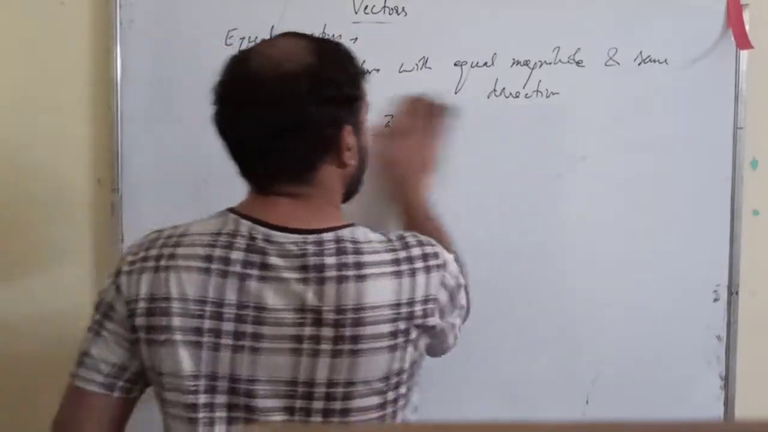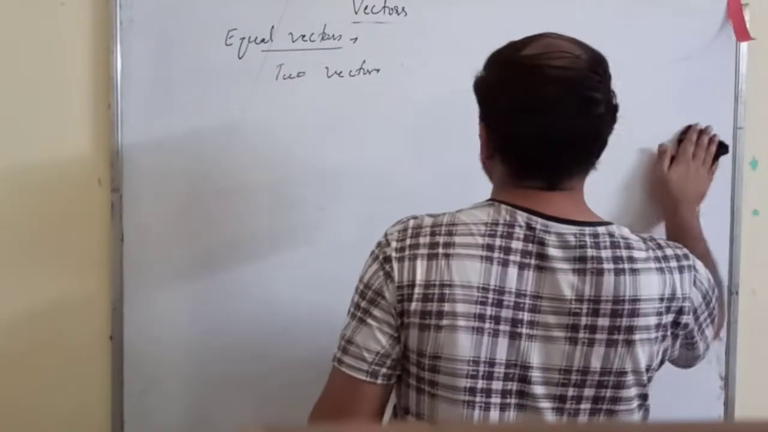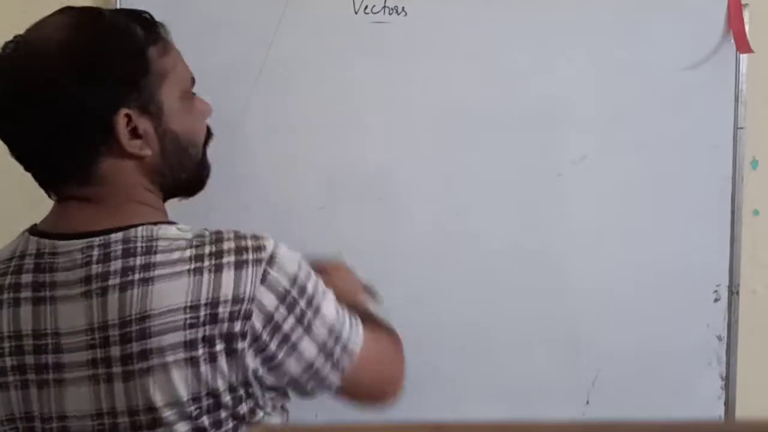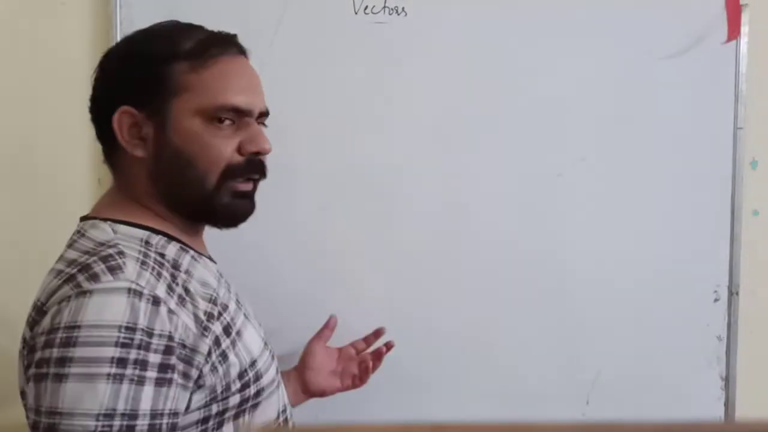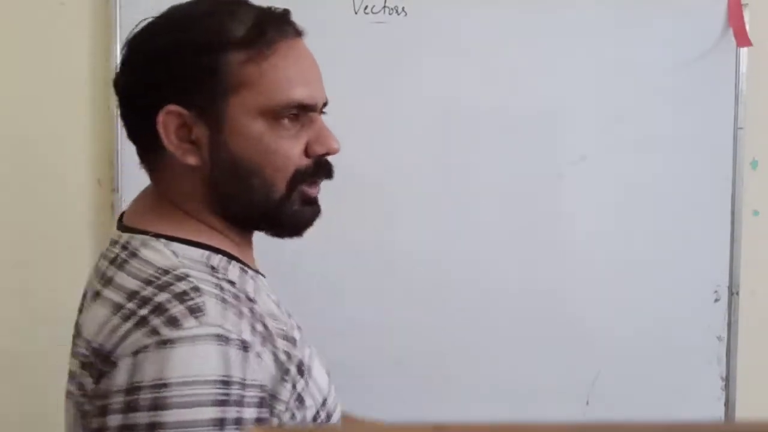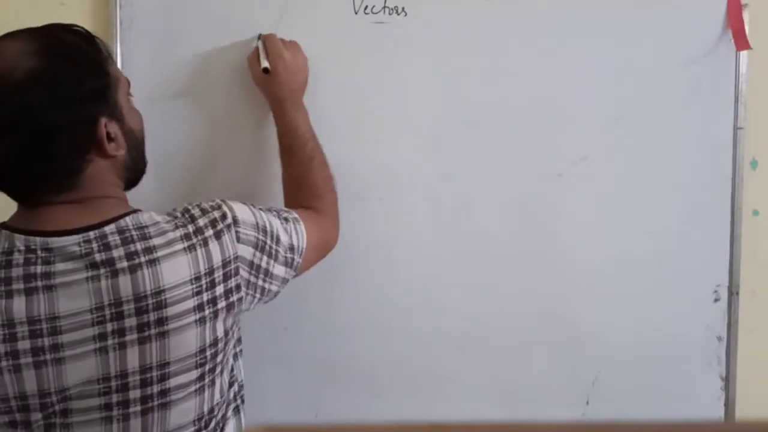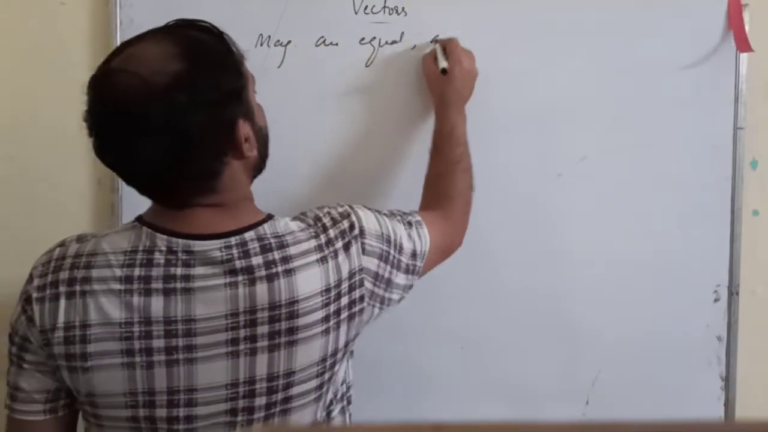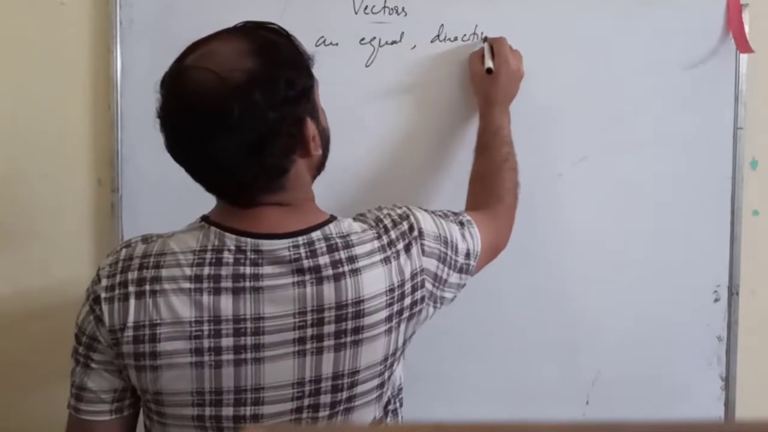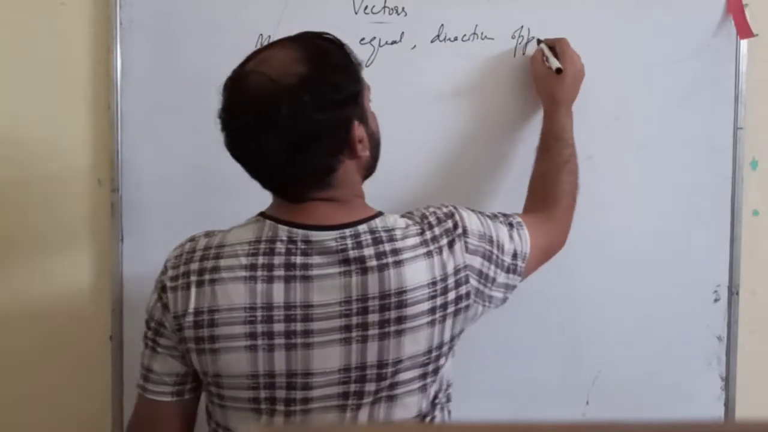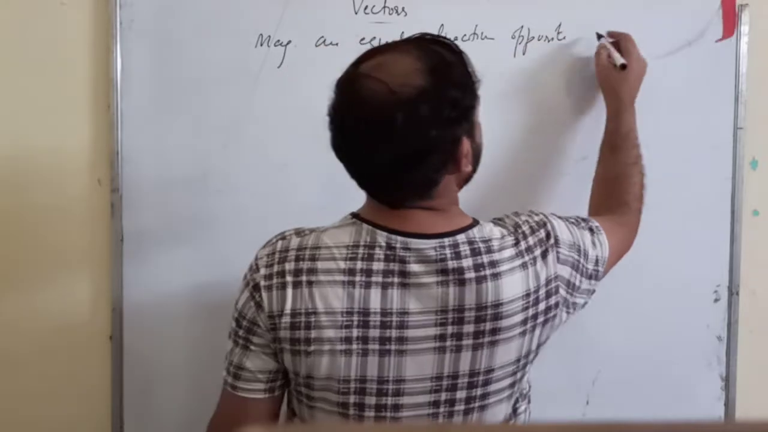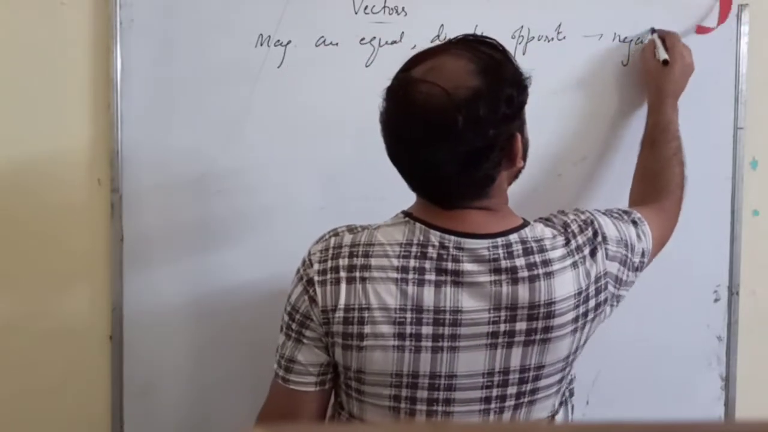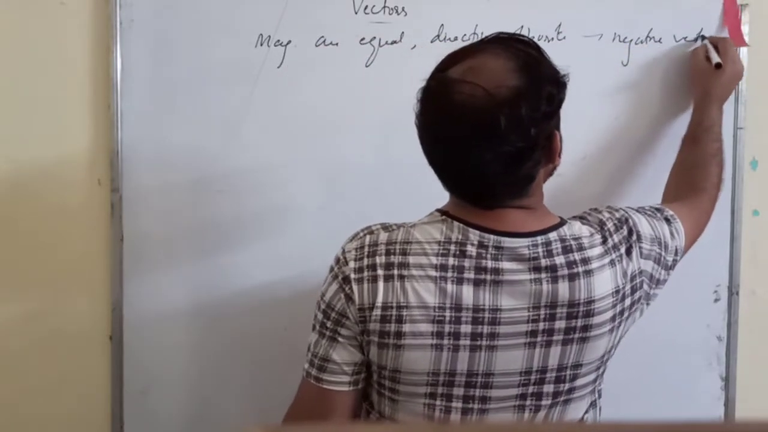Then next is negative of a vector. Now negative of a vector means the magnitudes are equal, but the direction is just opposite. Okay, so they are negative vectors, right?